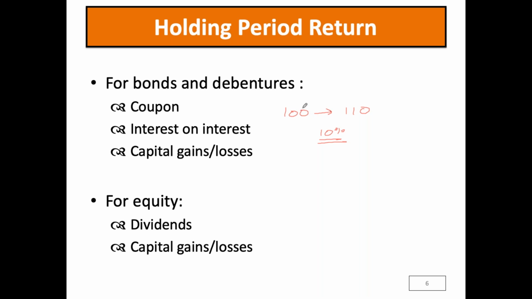So I took only one component, that is only the price. But other than that, say for example, I'm investing in bonds, I'm investing in equity shares, there is also cash flow generated, right? So bonds have a tendency to pay interest, that is better known as coupon. If I am reinvesting that interest, I would be getting interest on interest. So I have a coupon income, interest on interest, and finally if I'm selling it, I would be having capital gain or capital loss. So these are the components of returns, and I would be finding out holding period return.